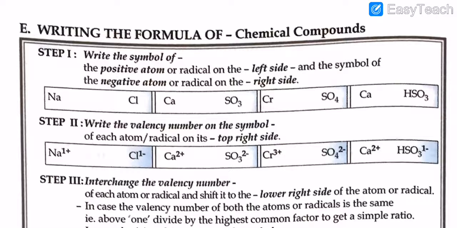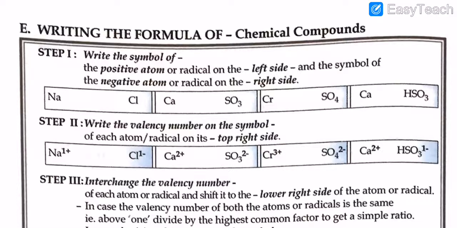Then step 2, write the valency numbers. For example, if I'm taking calcium and sulfite, the valency of calcium is 2 plus and sulfite is 2 minus. Now, I'm writing the valency numbers and I'll interchange, like cross multiplication in maths. Once I do that, if I have 2 on both sides, I'll cut them both and I'll get CaSO3.